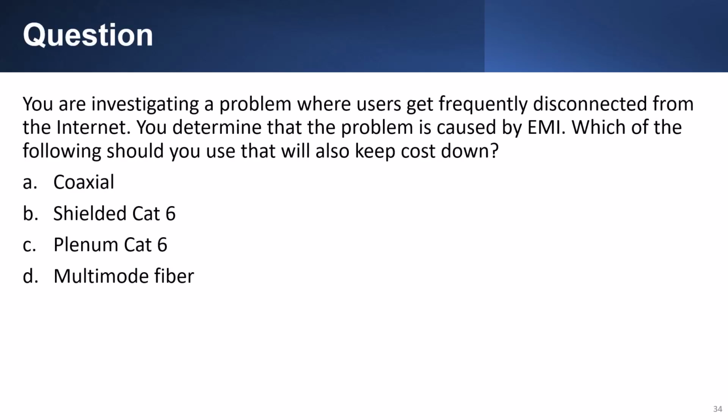Question: You're investigating a problem where users frequently disconnect from the internet. You determine that the problem is caused by electromagnetic interference. Which of the following should you use that will keep costs down? Answer: Shielded Cat 6.